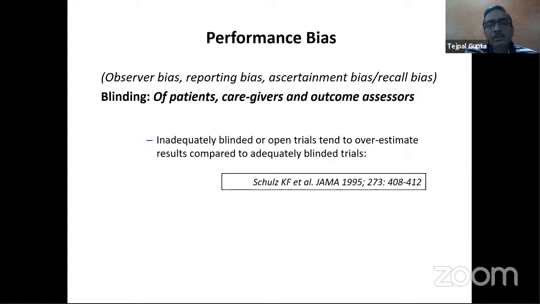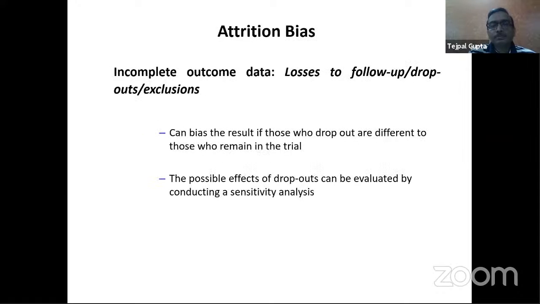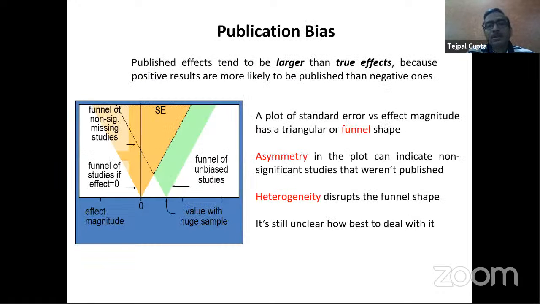Performance bias is taken care of by blinding of patients, caregivers, and outcome assessors, and inadequately blinded or open trials tend to overestimate results compared to adequately blinded trials. Attrition bias refers to incomplete outcome data: lost to follow-up, dropout, exclusion. They can bias the results if those who drop out are different from those who remain in the trial. And the possible effects of dropouts can be evaluated by conducting a sensitivity analysis.